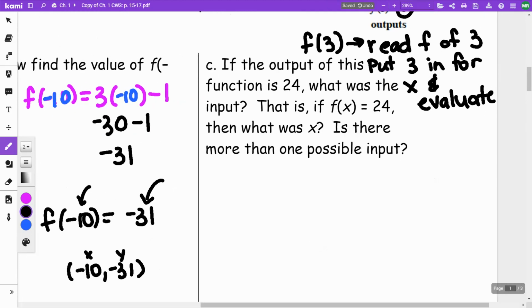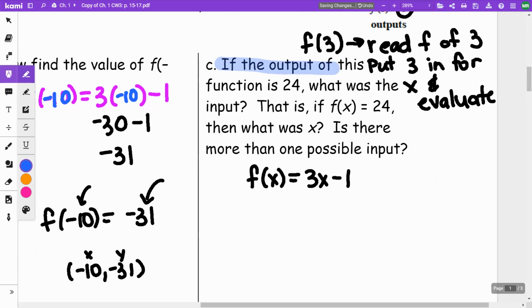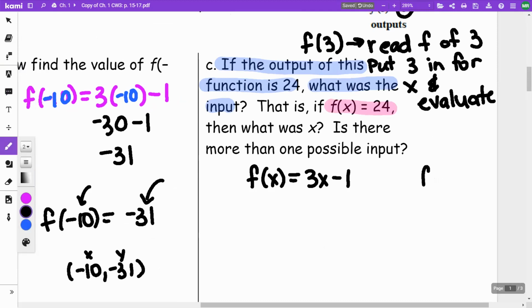On C, this is slightly different. So remember, our function machine was 3x minus 1. In this case, they want to know, if the output is 24, what is the input? So this is what we want to find. So notice it is not f of 24. That would be me putting a 24 in. That's not what they want. We want to know, what did I put in for x to get out a 24?